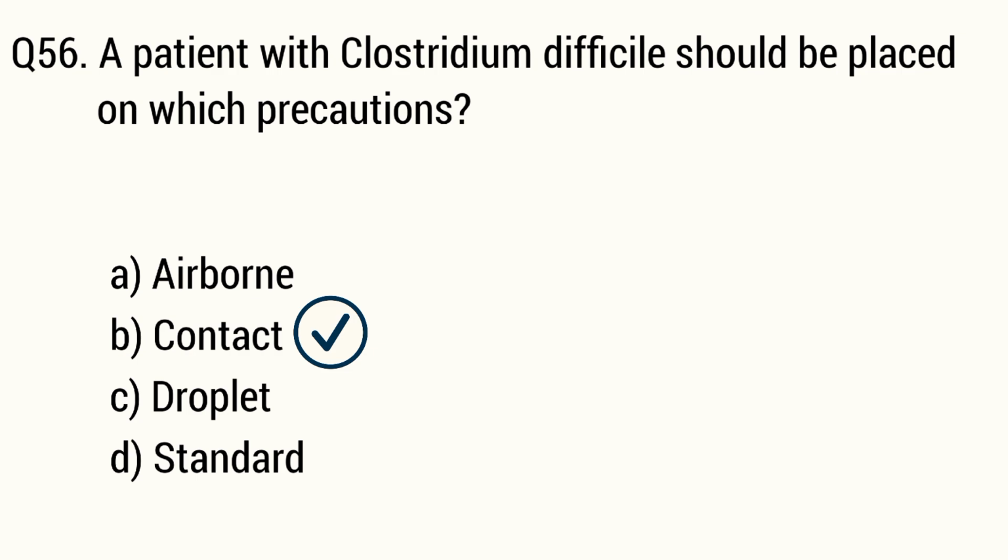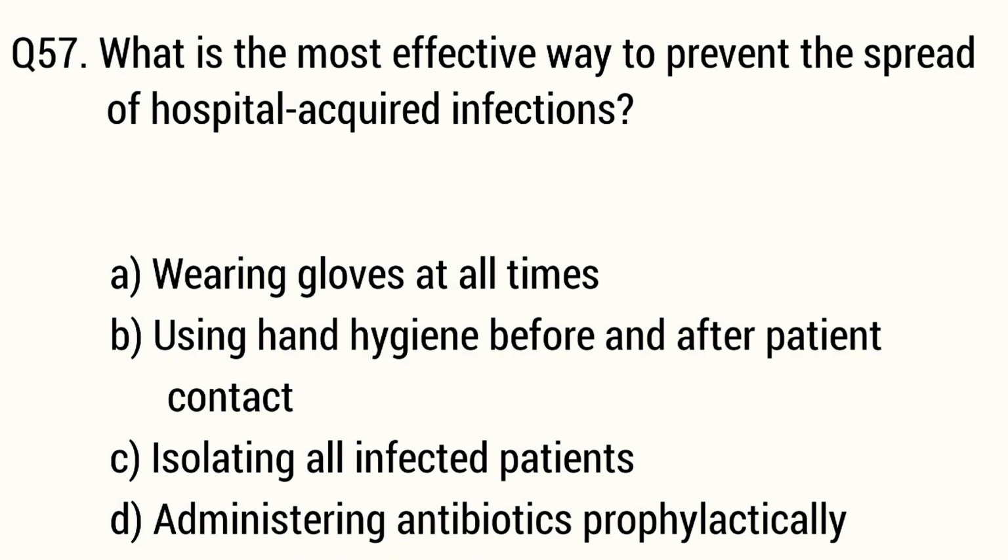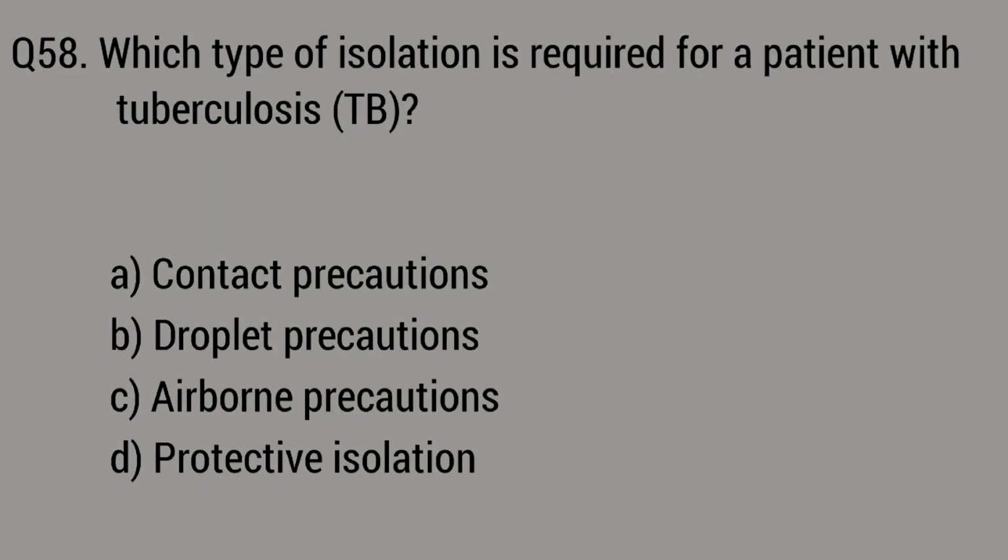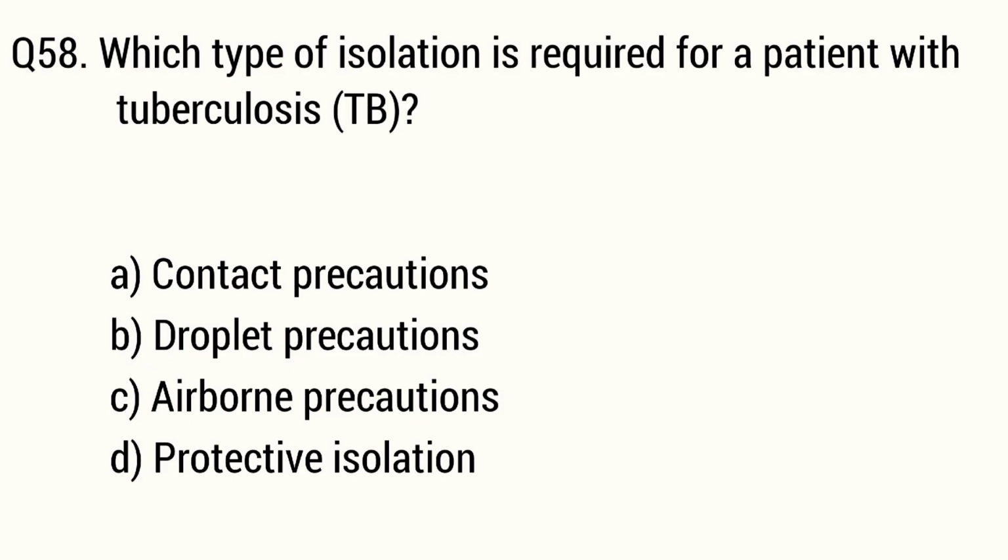Question number 57. What is the most effective way to prevent the spread of hospital-acquired infection? The right answer is option B, using hand hygiene before and after patient contact. Question number 58. Which type of isolation is required for a patient with tuberculosis? The right answer is option C, airborne precaution.